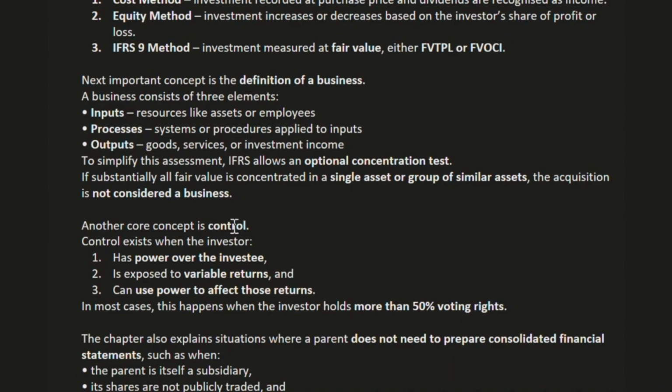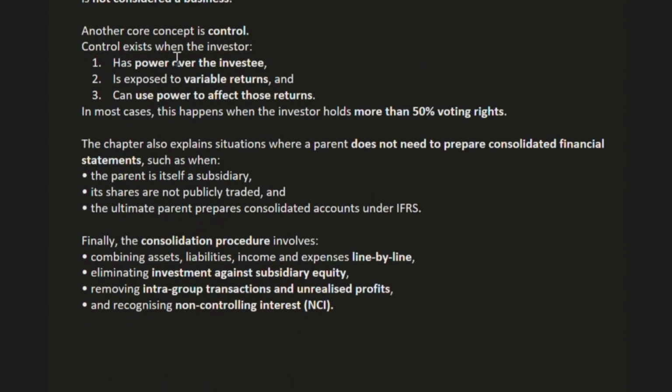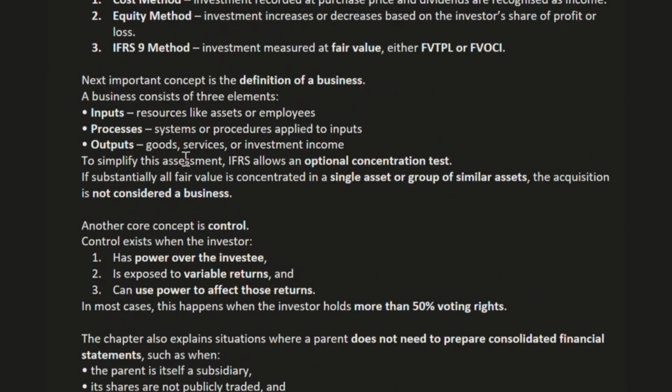Another core concept is control. The investor has power over the investee, is exposed to variable returns, and can use power to affect those returns. First, we need to check whether a business combination has taken place or not, by using the concentration test. If the concentration test is not met, then we check the input, process, and output test. Three elements.